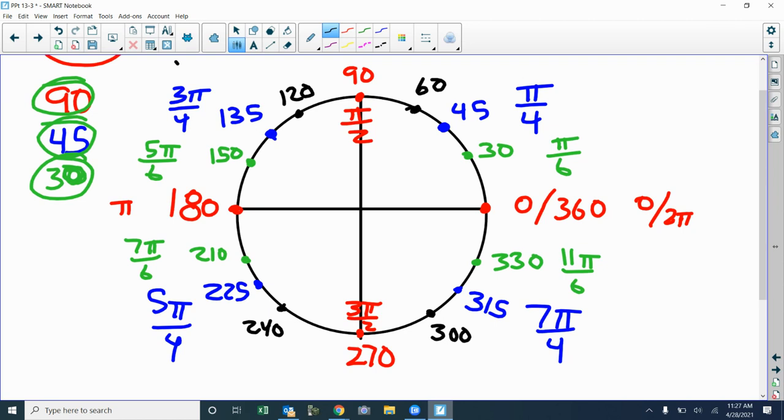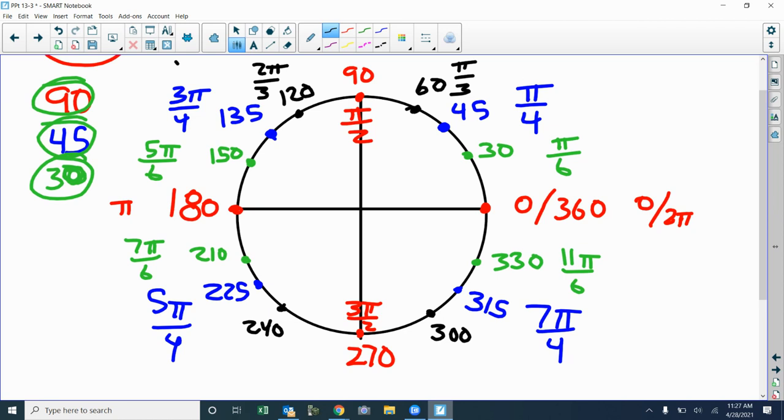All right, 60. Radian measurement? It is pi over 3. 120. Sorry, I said 220. 120. Don't want to confuse me. Yeah, 120. 2 pi over 3.